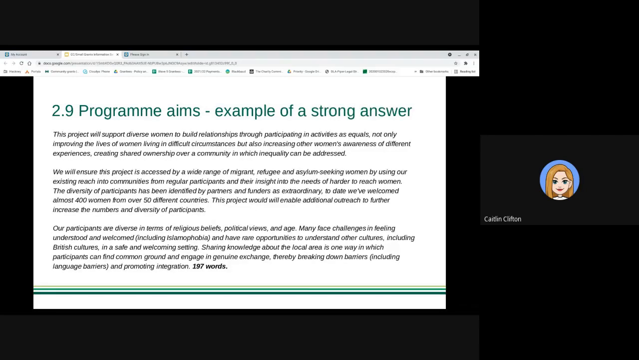A strong answer. This one clearly outlines how the project aligns with these equality aims, and it very strongly links this to specific details of the project and how this will impact their beneficiaries. Now, I've put 197 words down there, I guess just to hammer home that this has got 500 words in this word count. Absolutely, a strong answer can be done in under 200 words.